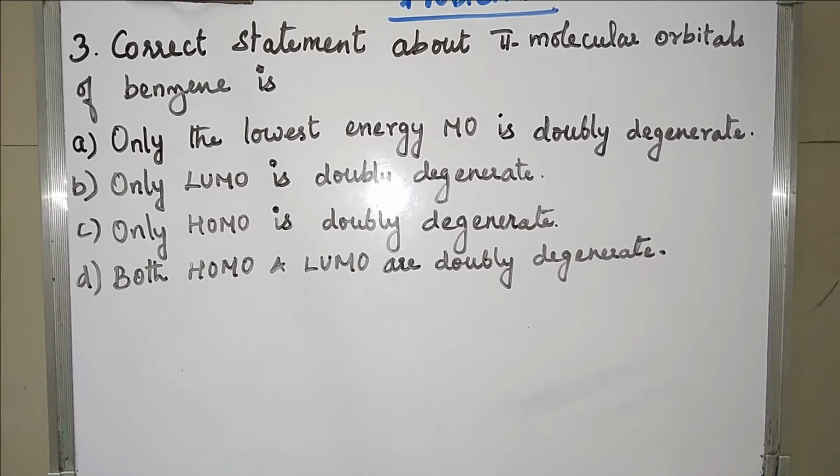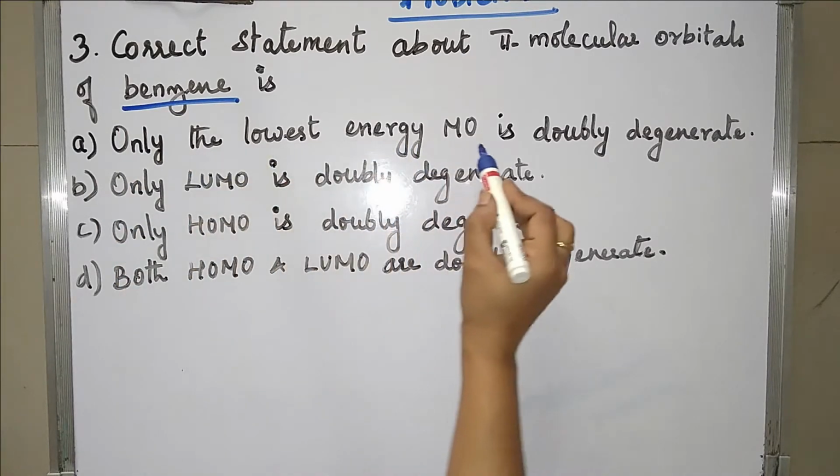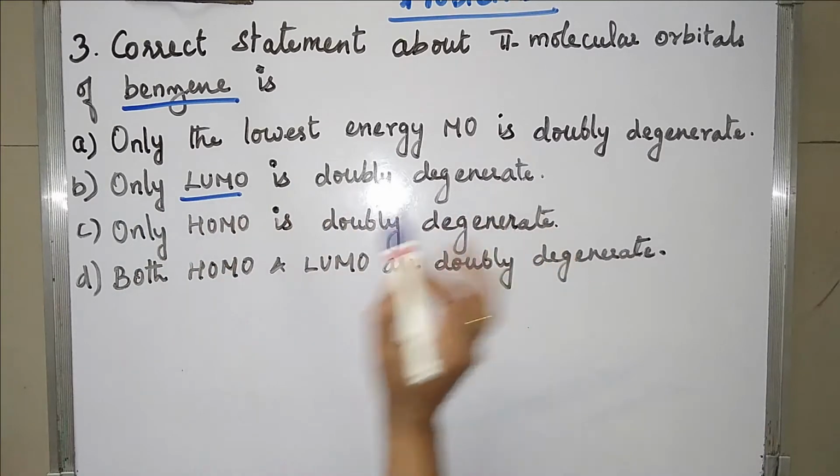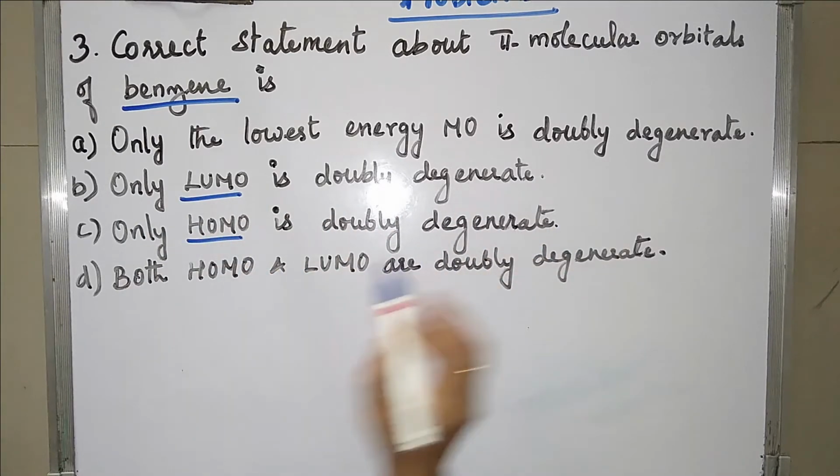Third problem. The correct statement about pi molecular orbitals of benzene is: which is the correct statement? Now we have to see about the benzene. Only the lowest energy molecular orbital is doubly degenerate. Only LUMO is doubly degenerate. Only HOMO is doubly degenerate.